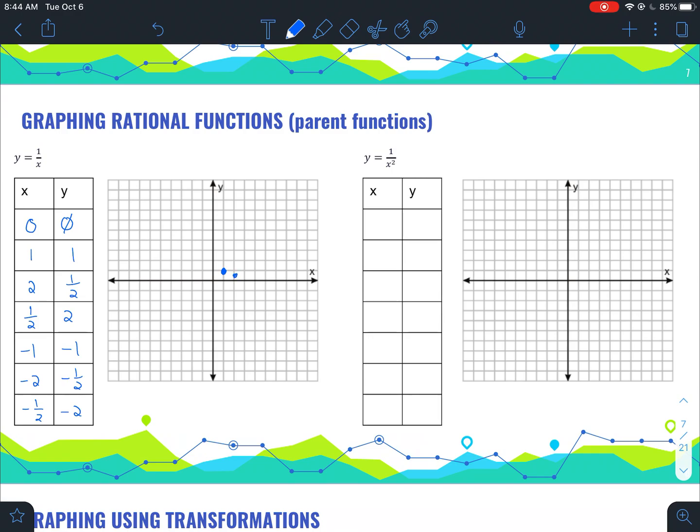So 0 is undefined. 1 gives 1, and 2 gives 1/2. If I did 3, it'd be 1/3, 4 would be 1/4, 5 would be 1/5, so it's getting closer and closer to 0. And then if I plug in 1/2, I get 2.